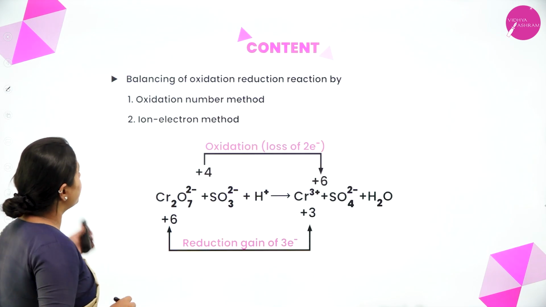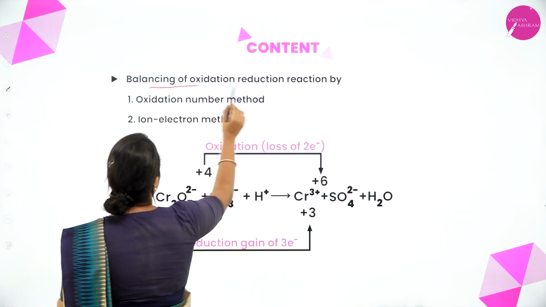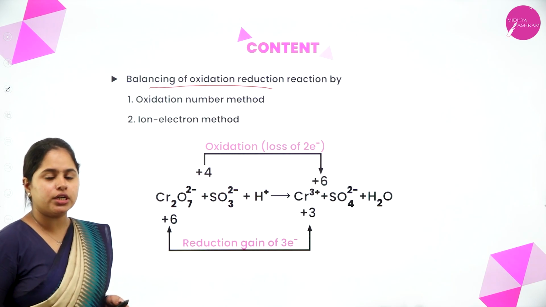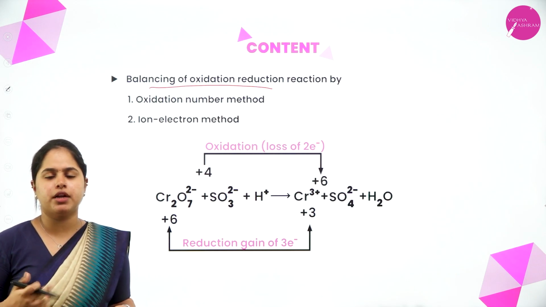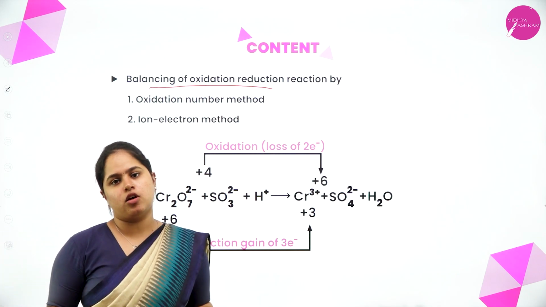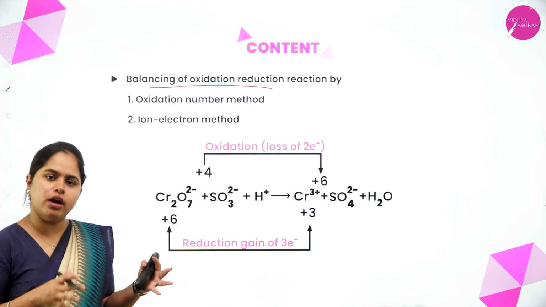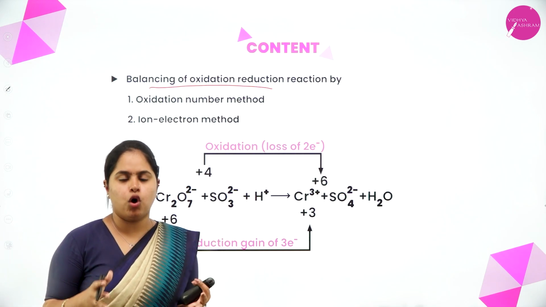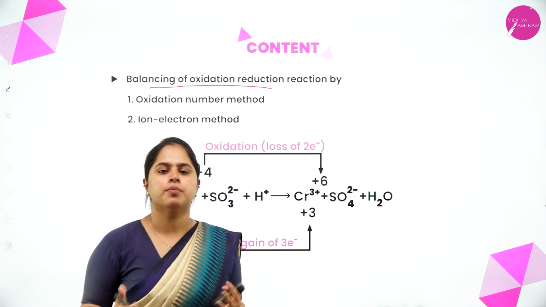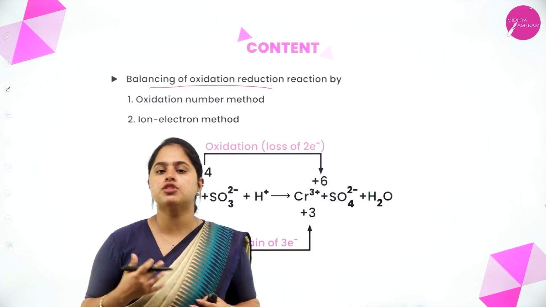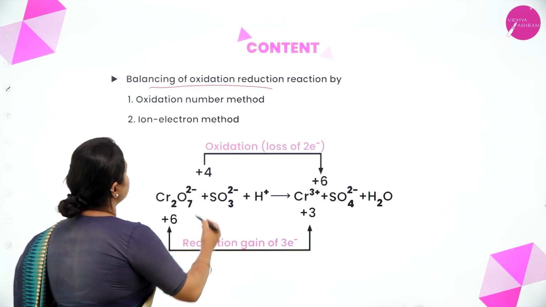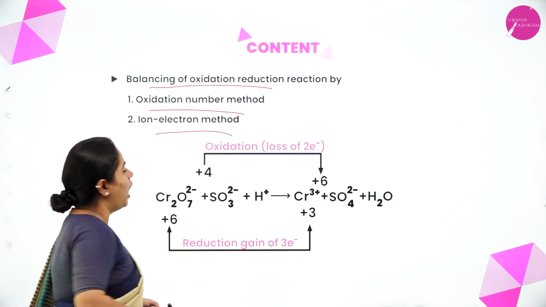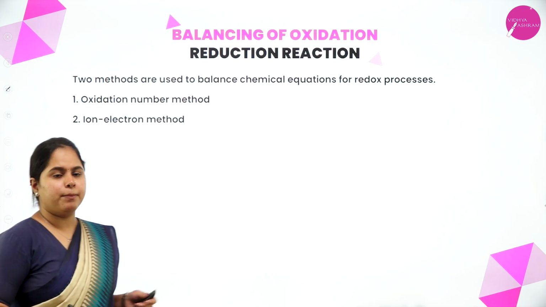So in today's session, we are going to discuss an important topic, that is balancing of oxidation reduction reactions. So you are familiar with what redox reactions are by this time, right? So we are going to balance redox reactions, okay? You already know how to balance normal chemical equations, right? So it's quite different from that. We are going to study how to balance a redox reaction, right? So there are two methods, oxidation number method and ion electron method. So let's begin with that.